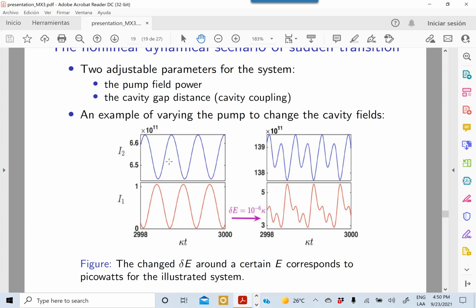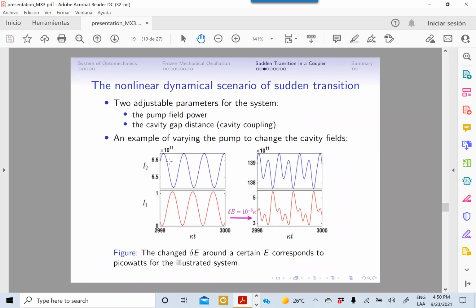It's like a sudden change, suddenly jumping up, just like the cavity field suddenly jumps up. And this jump up can be very easily detected. Very simple to detect, okay? How to understand this sudden transition?